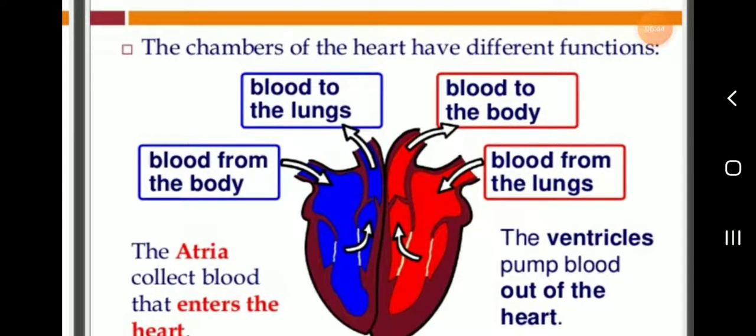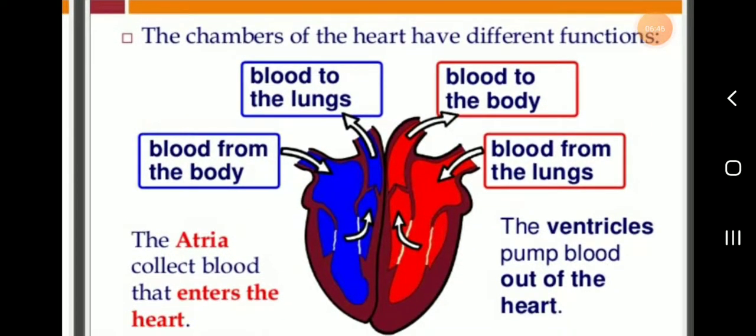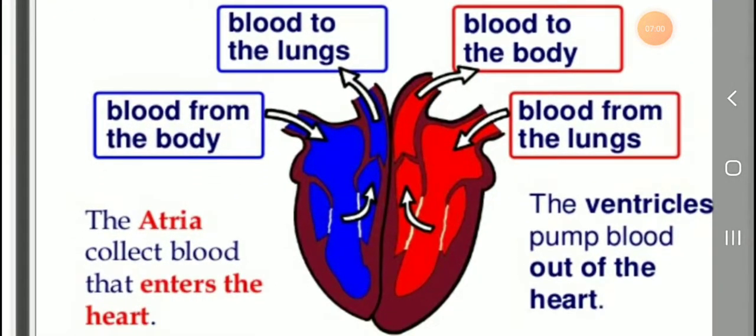Listen. What are the different functions? Blood to the lungs, blood to the body, blood from the body, blood from the lungs. The atria collect the blood. What is the main function of atria? The atria collect the blood that enters the heart.